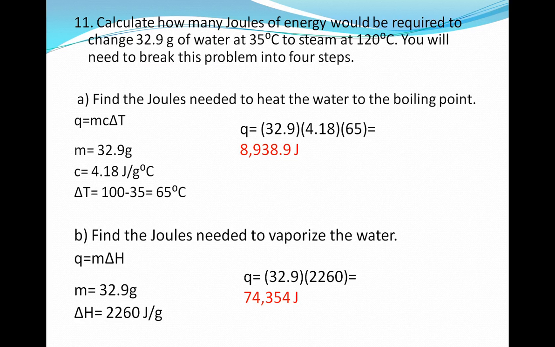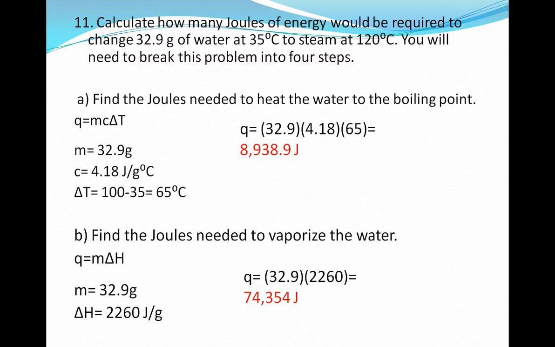Question 11 says, calculate how many joules of energy would be required to change 32.9 grams of water at 35 degrees Celsius to steam at 120 degrees Celsius. It gives you the hint that you'll have to break it up into 4 steps. So part A says find the joules needed to heat the water to the boiling point. Q equals MC delta T, because this is no phase change. Given your mass, your C value, because it's water, is 4.18, and your delta T is 100 minus 35, and you get 65. Plug it into your equation, and you get 8,938.9 joules of energy.